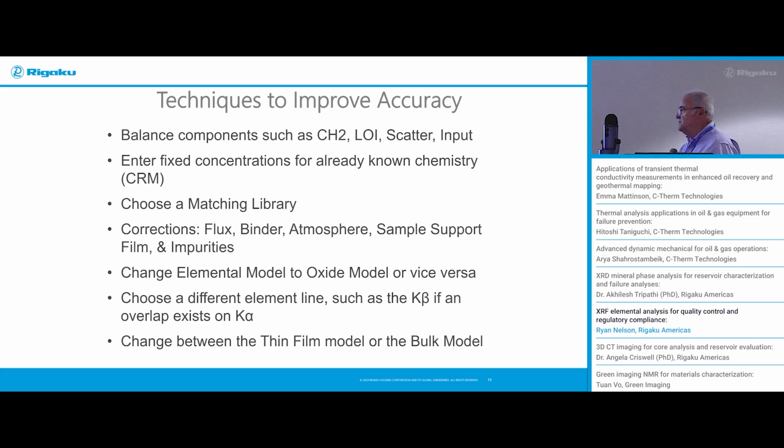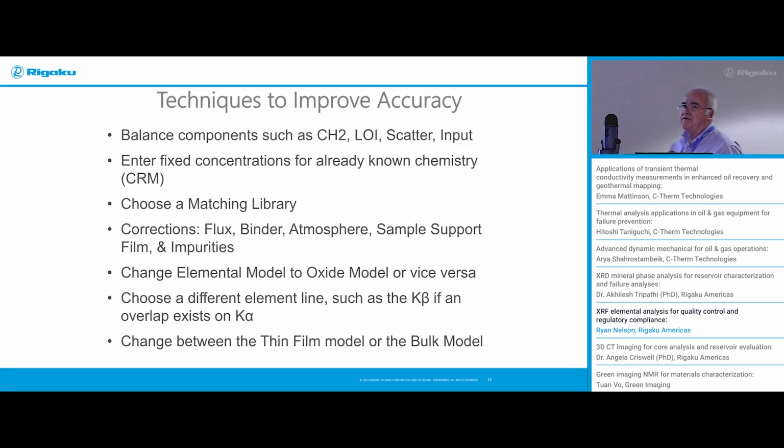Techniques, of course, balance components. So is it organic? Does it have a loss on ignition? Does it have carbonates you drive off as CO2? Is there scatter in the prep of the material, which will affect the background scatter? Fixed concentrations for knowns. Can you match it to a library reference and improve your accuracy? And then other corrections employed for your flux binder dilutions, your atmosphere absorption, your film and impurities all have to be corrected for. And then changing and converting back and forth between elemental and oxide.